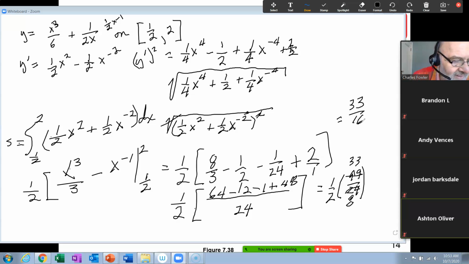Now if you look at that on your graph, you see that's going to be something greater than 1. This certainly is. This is a little bit greater than 2. And looking at that graph, you think, yeah, that looks reasonable. Let's see what the book said. 33/16. Good for them.